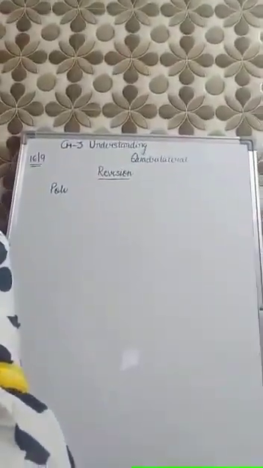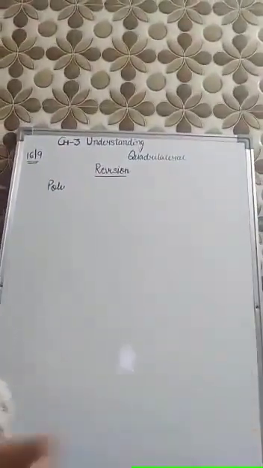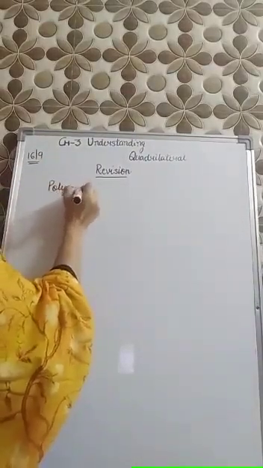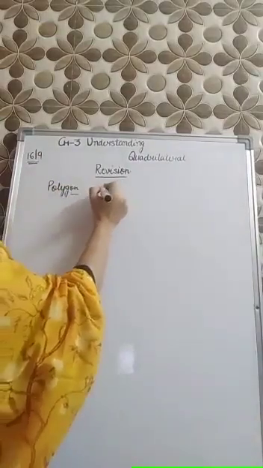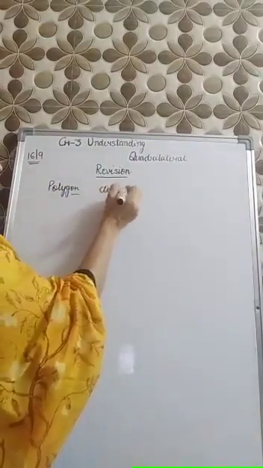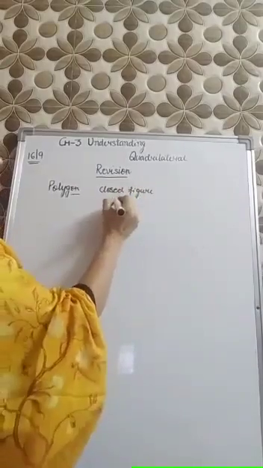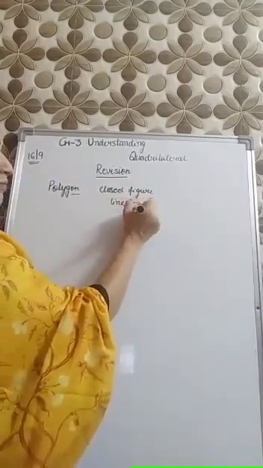Today we are going to start with the revision of chapter number 3, that is understanding quadrilateral. In this, the first term is your polygon. Polygon is a closed figure. Polygon is a closed figure that is formed of line segments only.